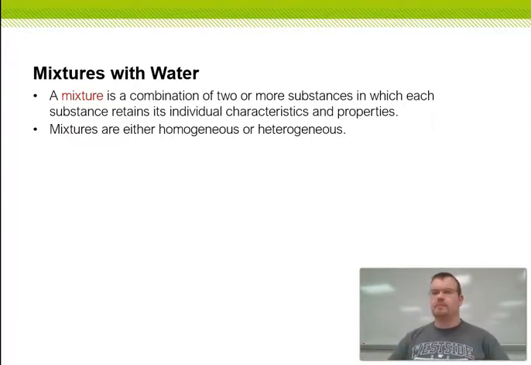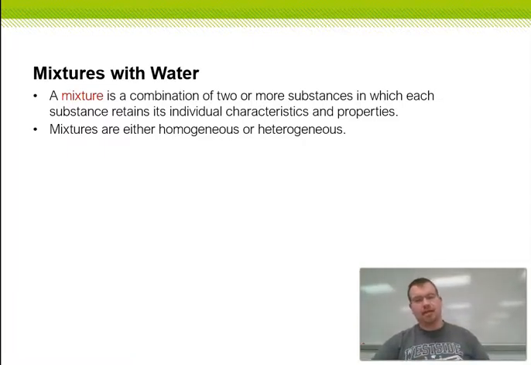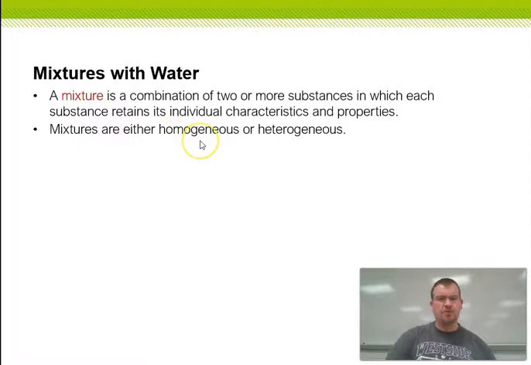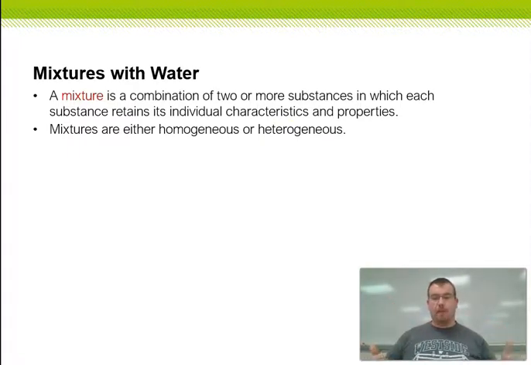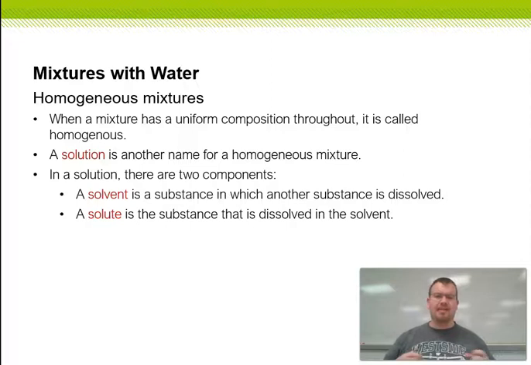One thing we're going to talk about is salad dressings. Salad dressings are great examples of mixtures. In this, you have two different types of mixtures that we're really going to talk about. The first one is homogeneous, and the second one is heterogeneous. So first we're going to talk about the homogeneous mixture, which is just a mixture that's uniform throughout.